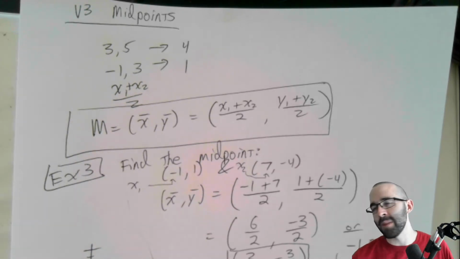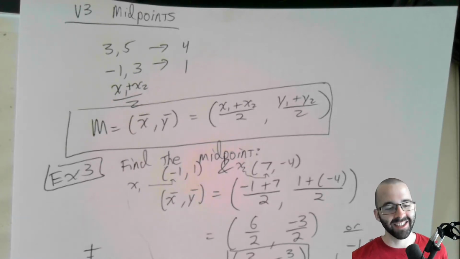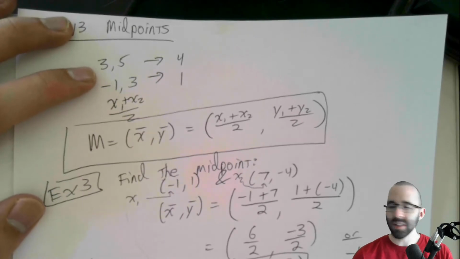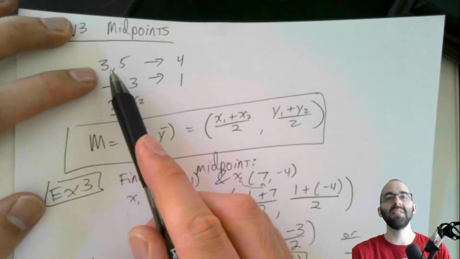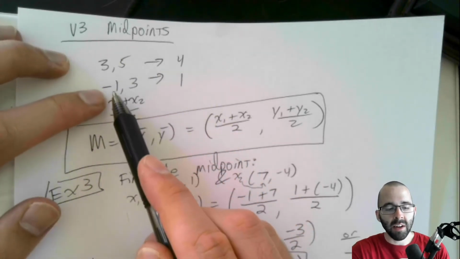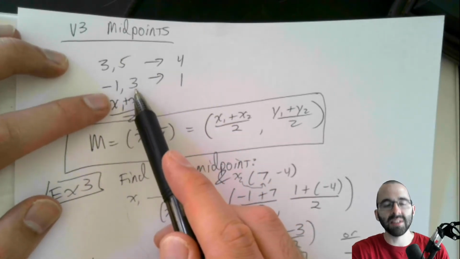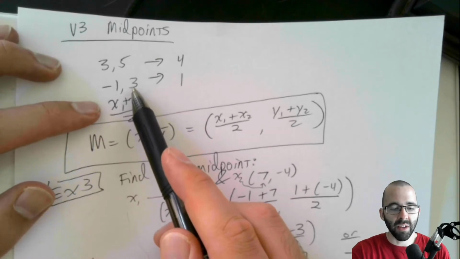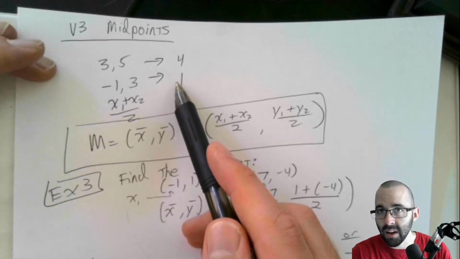So the idea for midpoints is that it's basically finding averages, okay? So if we look at this, what is the average between 3 and 5? What's in the middle of 3 and 5? The answer is 4. What's the average of -1 and 3? What's in the middle of -1 and 3? And the answer is going to be +1.